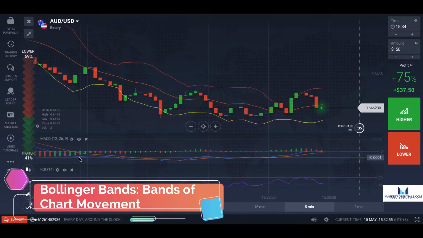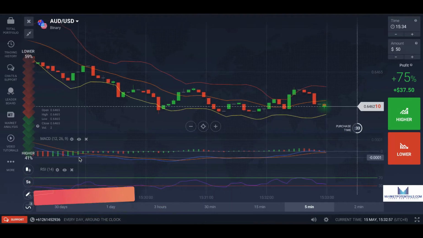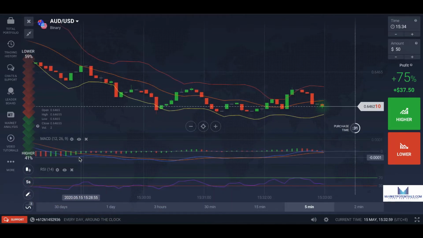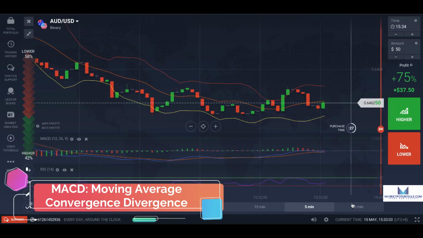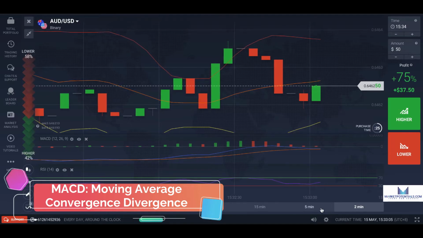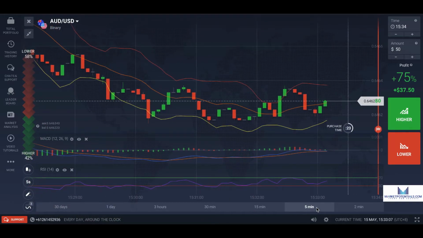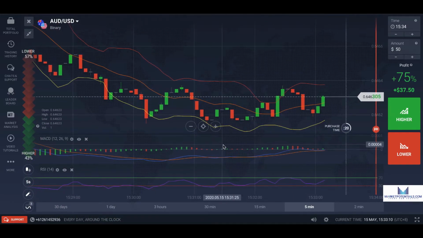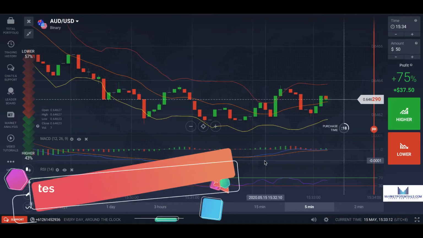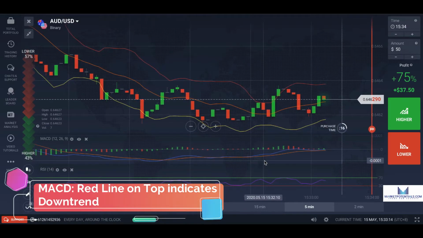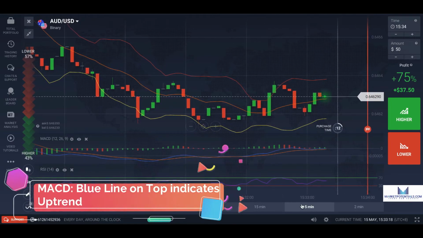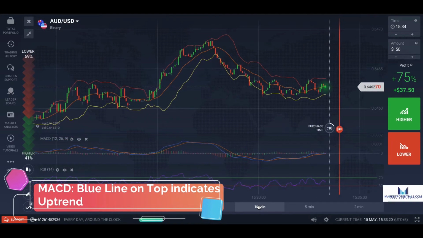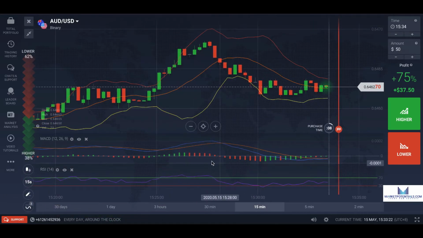MACD, which the long form is moving average convergence divergence. It's a mouthful, yes, I know, but all it's showing you is trends. If the red line is on top, then it's showing you a downtrend that is happening or emerging. The blue line on top is showing you an uptrend. Let me see if I can show that in this view here.